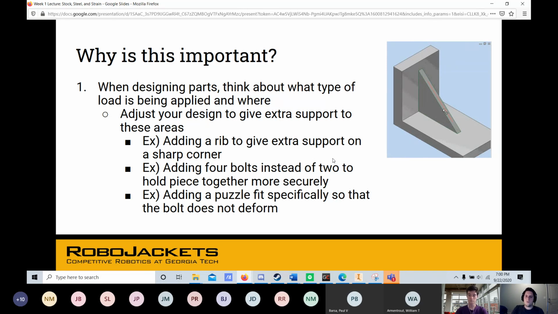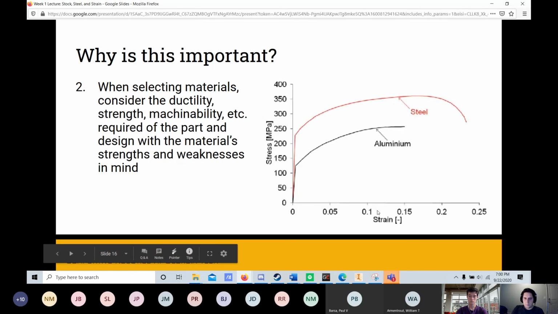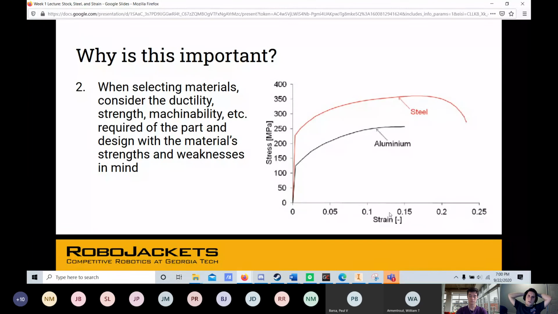to hold a piece together more securely. And you can also add a puzzle fit specifically so that the bolts don't deform when you're actually applying them, right? Another thing why this is important is that this is of central importance when you're actually selecting materials. So you have to consider the ductility, the strength, the machinability, etc. required of the part and the design when you're considering the materials and the part's strengths and weaknesses. So just keep those in mind when you're designing something, right?